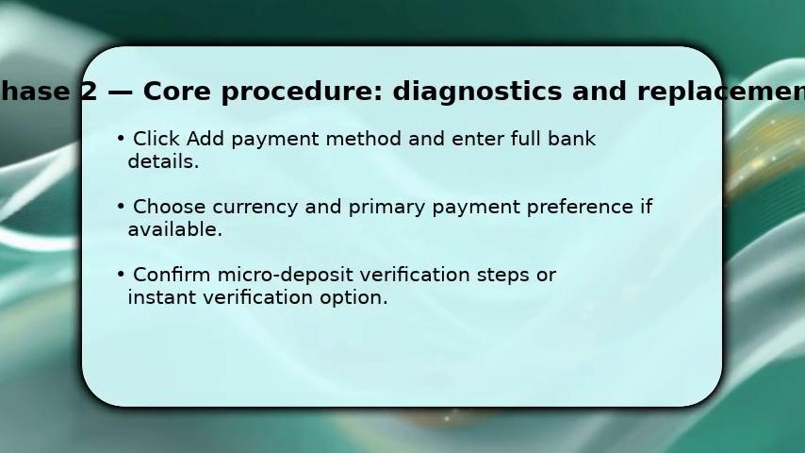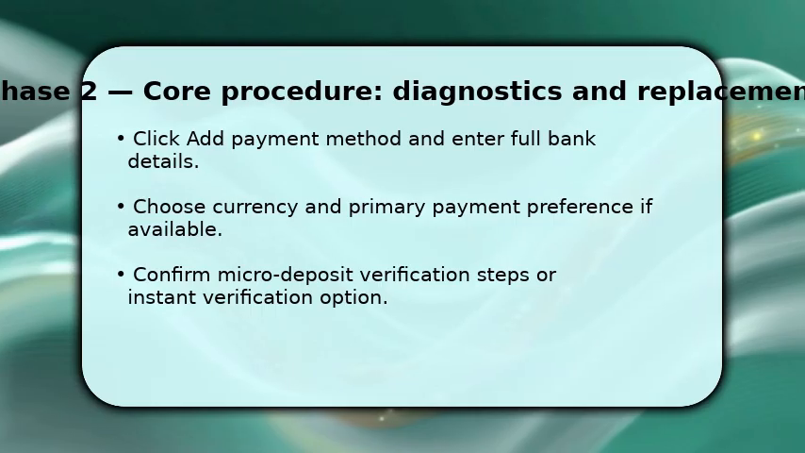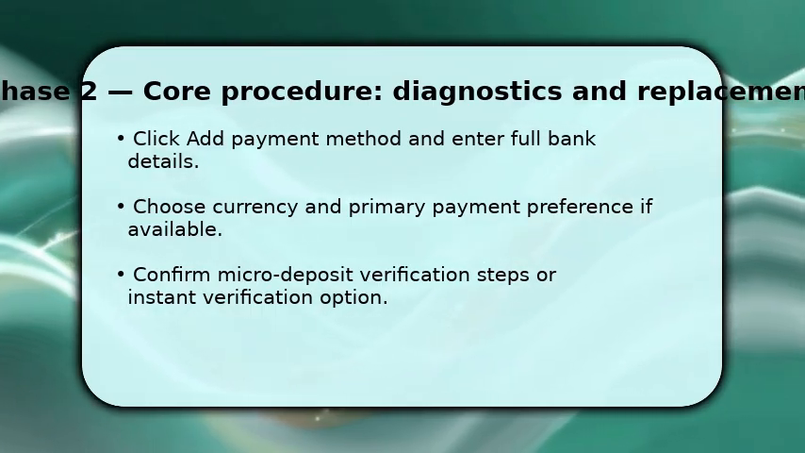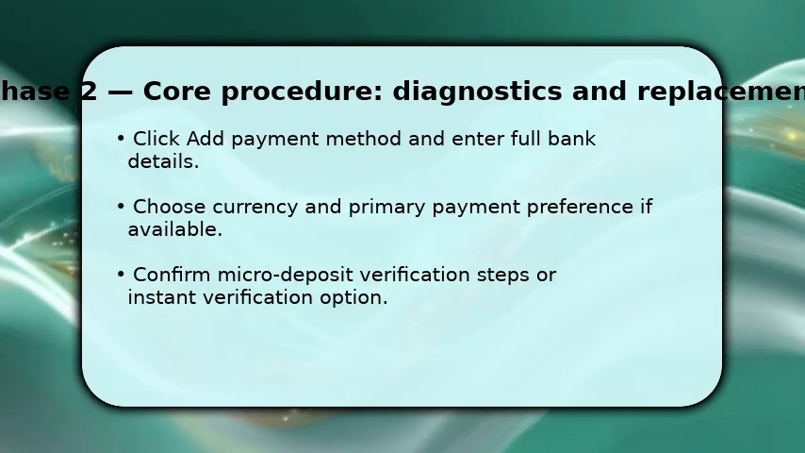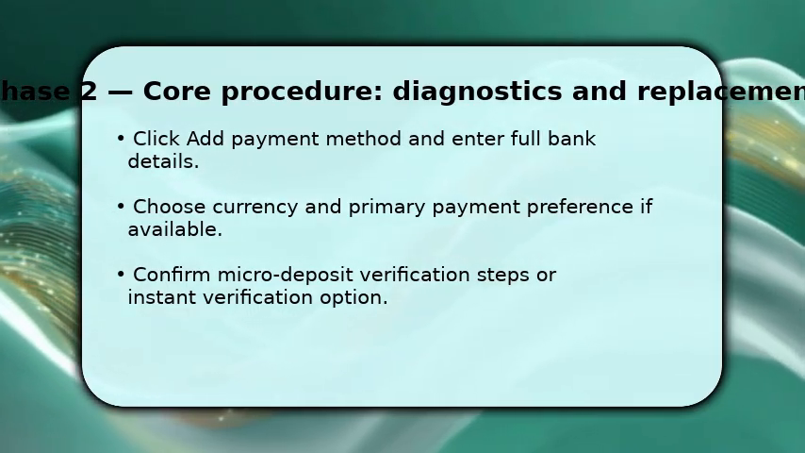You click Add Payment Method and carefully enter the bank name, account number, routing or IBAN, and SWIFT. Double-check every digit because a typo blocks payouts. Once entered, pick the payout currency and set this account as primary if you want future payments sent here.